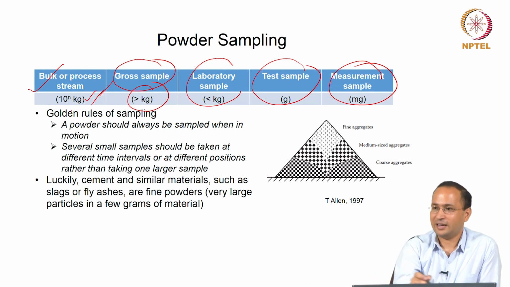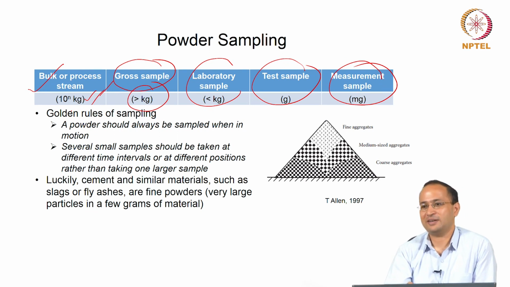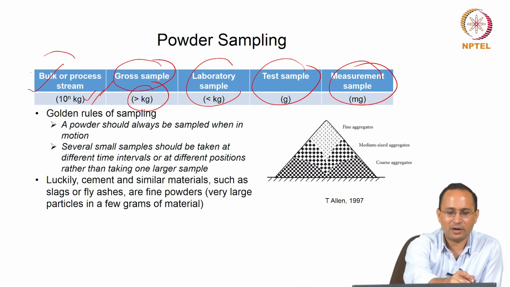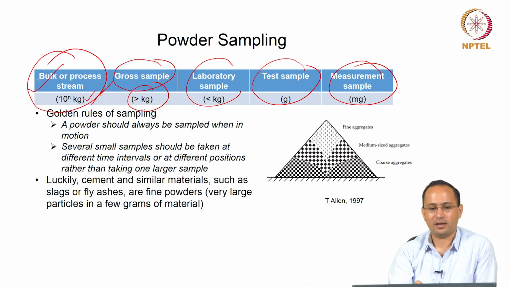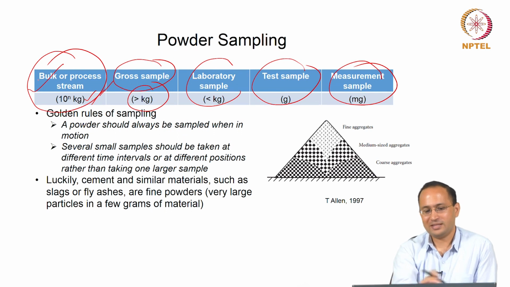During this sequence we have to make sure the sample is representative, right. If it is not representative, the idea is that we want to know the particle size distribution in the bulk or process stream, right. And finally, the measurement is done in milligrams. For example, this particle size distribution, or any other technique you use, right. So, the sample size is very small. These things you have to keep in mind.